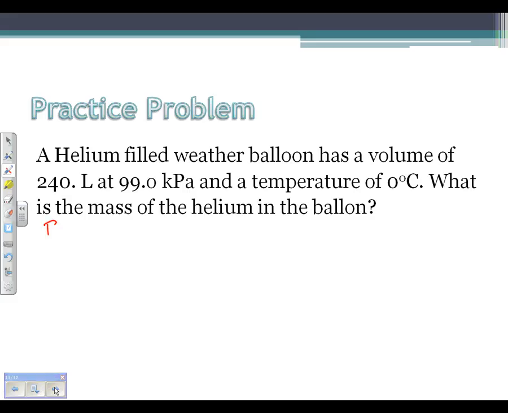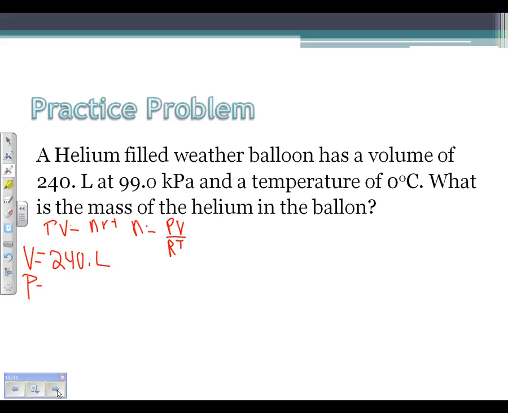A helium-filled weather balloon has a volume of 240 liters at 99 kilopascals and a temperature of 0 degrees Celsius. What is the mass of the helium in the balloon? To solve this problem, we need to know which variable that we are looking for. So we will do this by defining all the variables. The problem tells us that V equals 240 liters and that T equals 0 degrees Celsius.